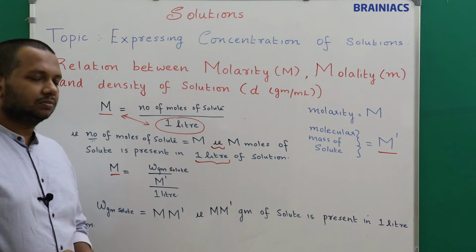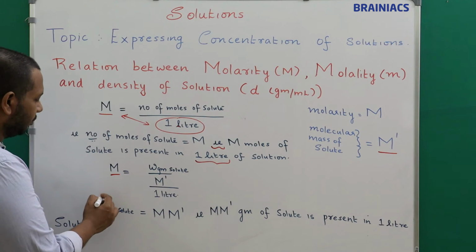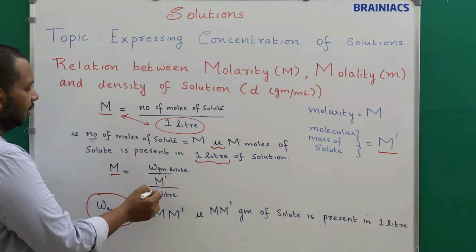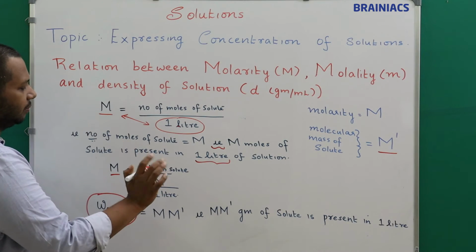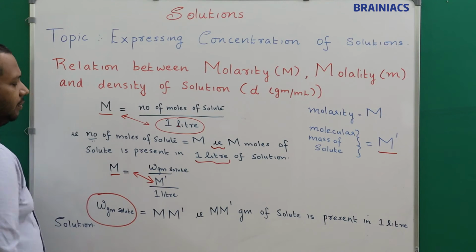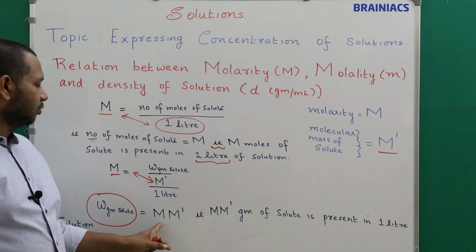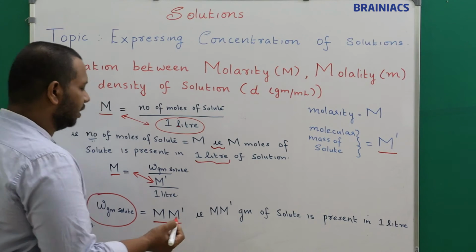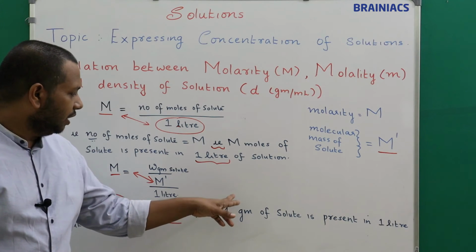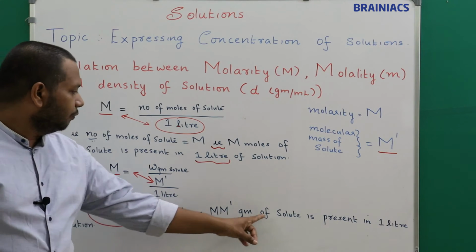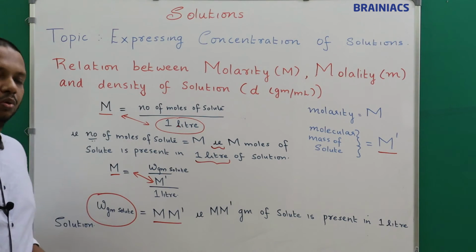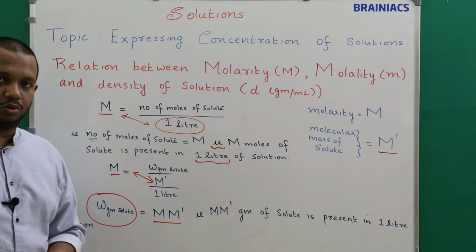Okay, so from this, how can you write the formula for weight in gram of the solute? I know M dash by 1 is equal to M dash, so cross multiplying this, it will become M into M dash. So I got weight in gram of the solute as M into M dash. How can we indirectly write that? That means M into M dash gram of the solute is present in 1 liter of the solution.